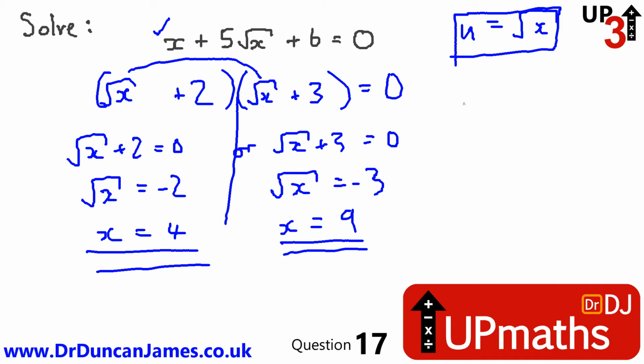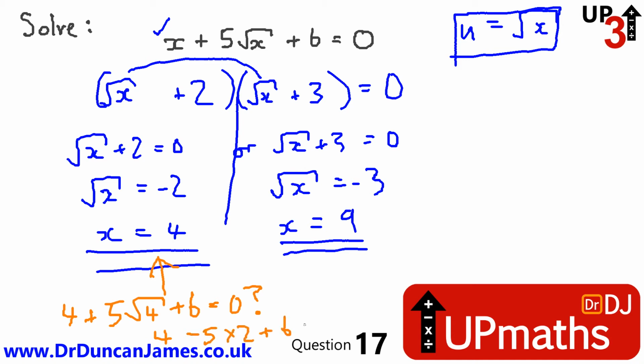At this point, I would put one of these numbers back in. Let's put a 4 back in and see if it works. Is 4 plus 5 root 4 plus 6 equal to 0? Question mark. That would be 4. Right, what's the square root of 4? Well, it could be plus or minus 2, so 4 minus 5 times 2 plus 6, is that equal to 0? Yes, it is. Okay, so it requires us to use the negative root, but as long as we take that negative root, it's okay.